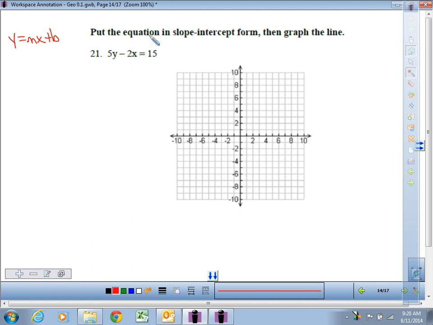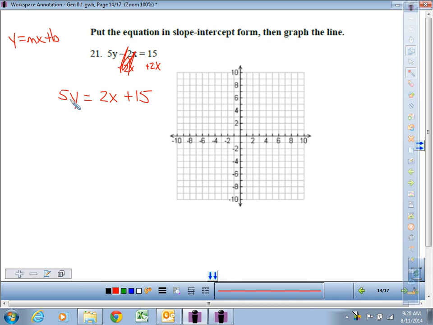Now to do that, the first thing I need to do is get my x over to the other side and away from my y value. So we have a minus 2x. Well, just like we were earlier, we're going to add 2x to the other side, and we'll rewrite that. So that cancels out. So now we're left with 5y on the left equals, that's a positive 2x and a positive 15.